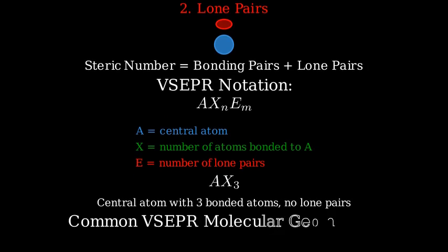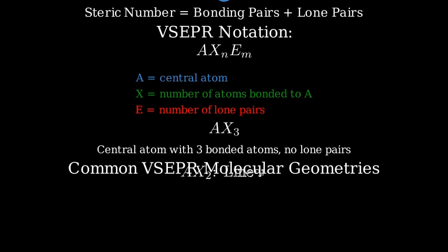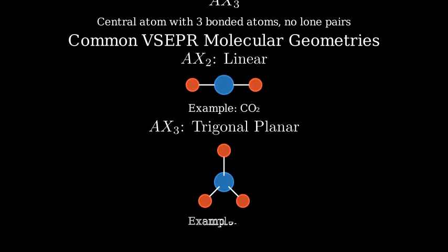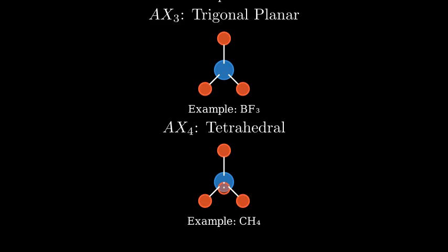Now, let's look at some common molecular geometries based on steric number. AX2, linear geometry. Example, carbon dioxide, CO2. AX3, trigonal planar. Example, boron trifluoride, BF3. AX4, tetrahedral. Example, methane, CH4.